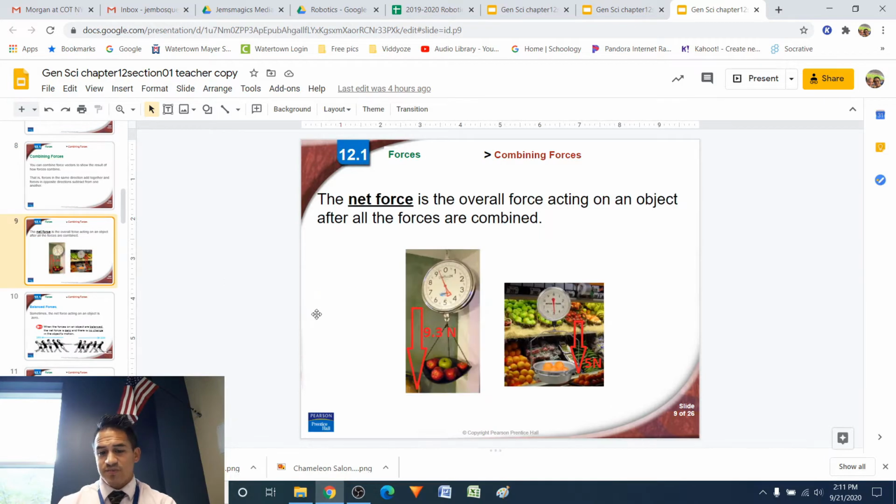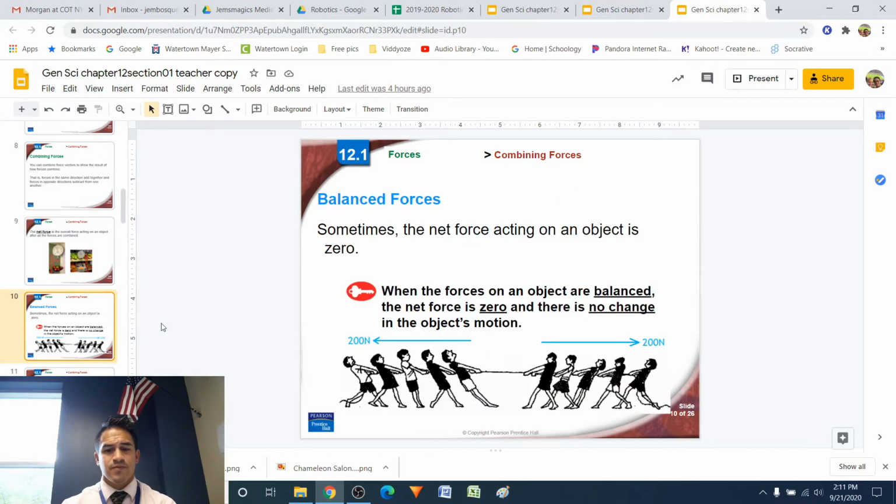Now, like in previous chapters, when we have multiple vectors and we have to add them all together, we get what we call a resultant vector, right? Or like with displacement, it was our resultant displacement, or velocity, it was a resultant velocity. Same thing with forces here. Once we've added together all our forces, subtracted them, whatever we're left with, we call this our net force. So the net force is the overall force acting on an object after all the forces have been combined. Usually it's going to be pointing in some direction and have some amount of size to it, okay?